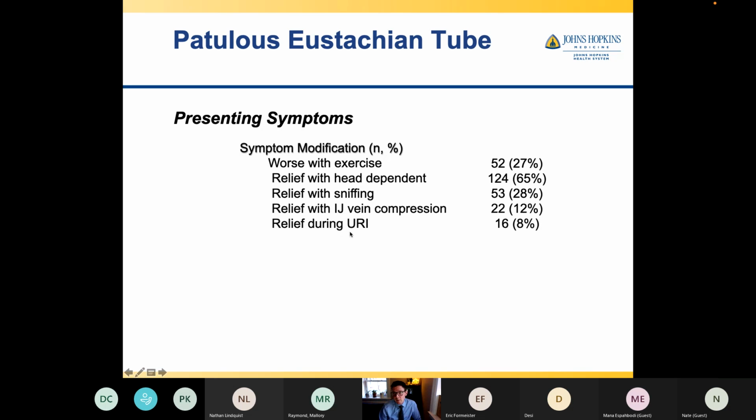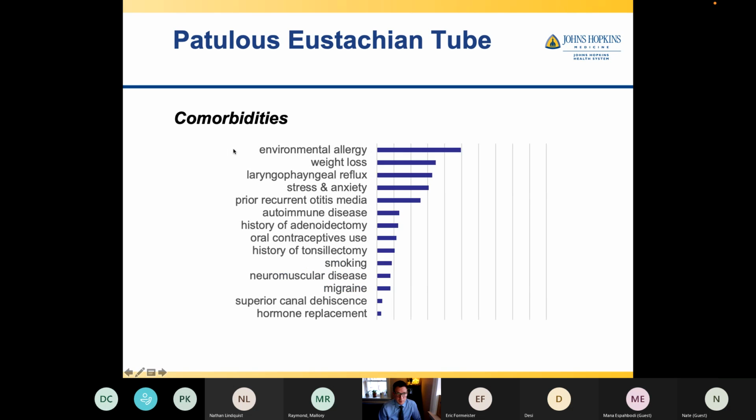Sometimes it can be better when they have an upper respiratory infection. The symptoms are progressive in about 2/3 of patients, becoming more frequent or persistent or affecting both ears. And then in terms of different comorbidities, we looked at a bunch of different medical issues that were listed.